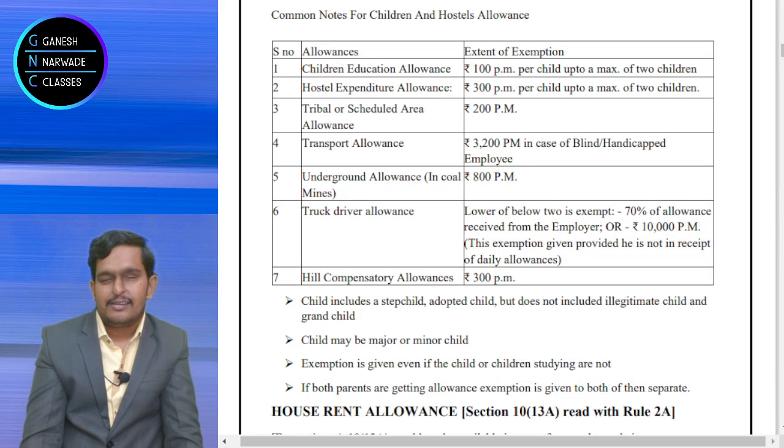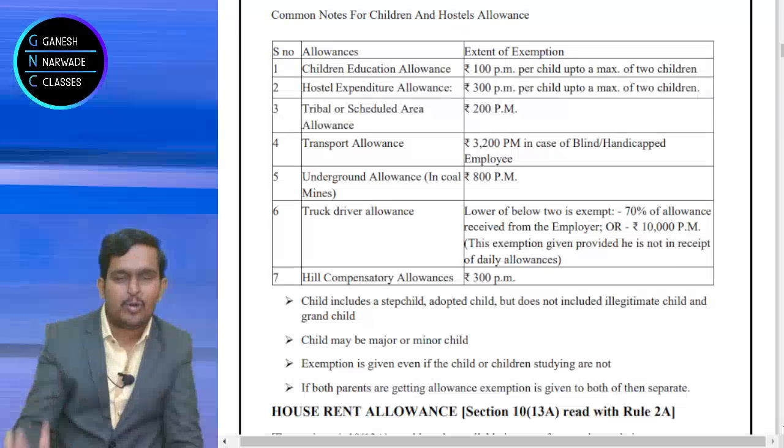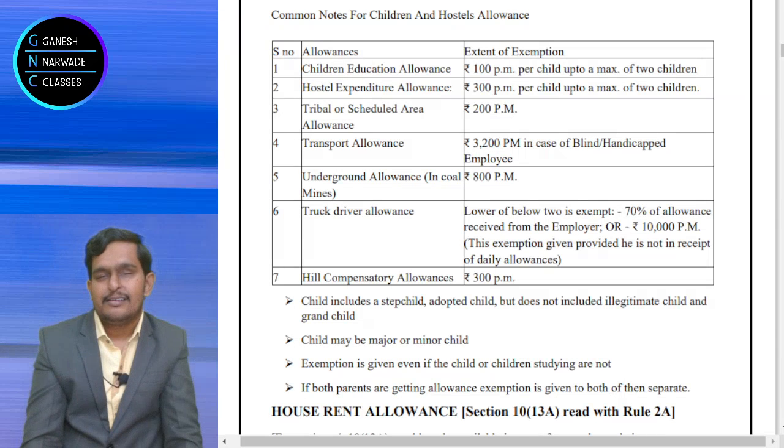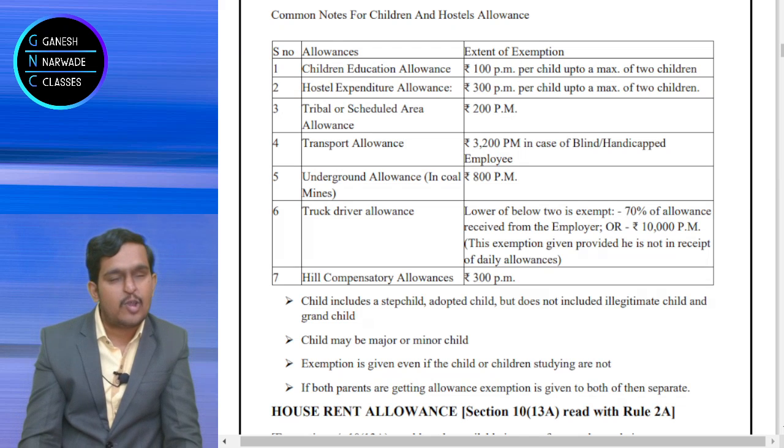Okay. Suppose, for example, you are getting 1,000 rupees allowance for one child per month. Only 100 is exempt. That means 900 is taxable. Like this you should understand. Now, what is the definition of children? Children includes stepchild, adopted child, everything is okay. But an illegitimate child, that means a child without marriage, is not considered as a child for this income tax purpose.